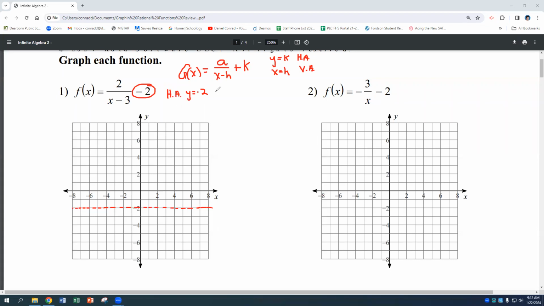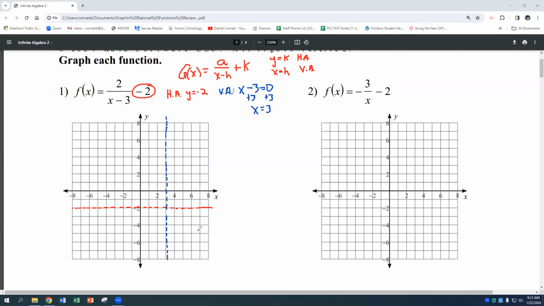My vertical is going to be 3. The way I do this for the vertical asymptote is I set the denominator equal to 0, so x minus 3 equals 0. I add 3 to both sides, and I get x equals 3. So at 3, I'm going to draw a vertical asymptote. Okay, so I got my horizontal, I got my vertical.